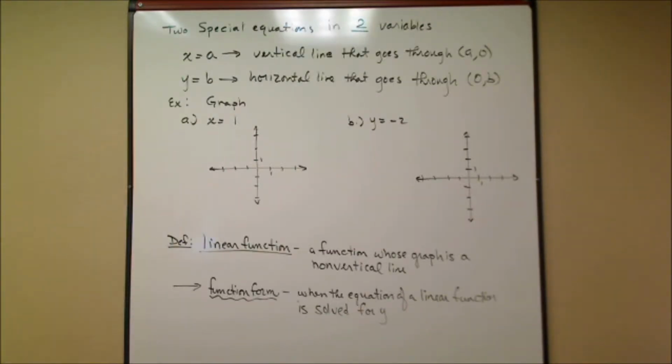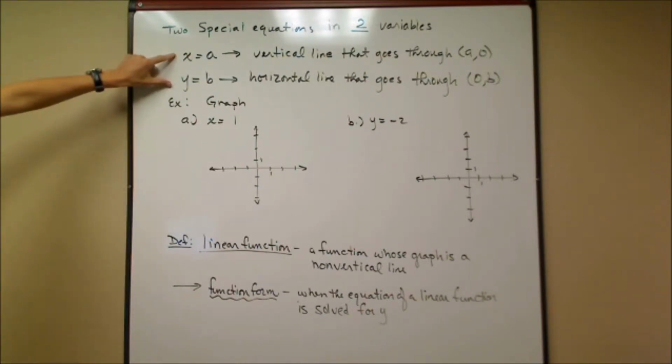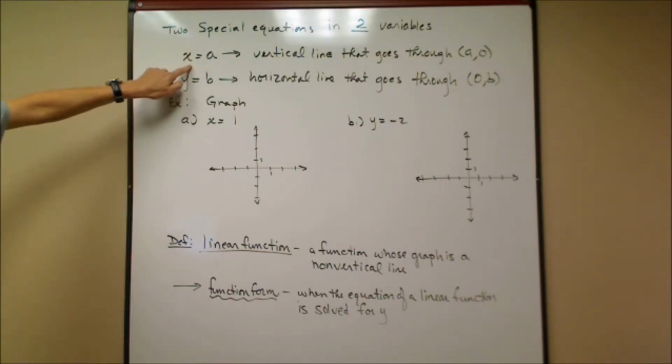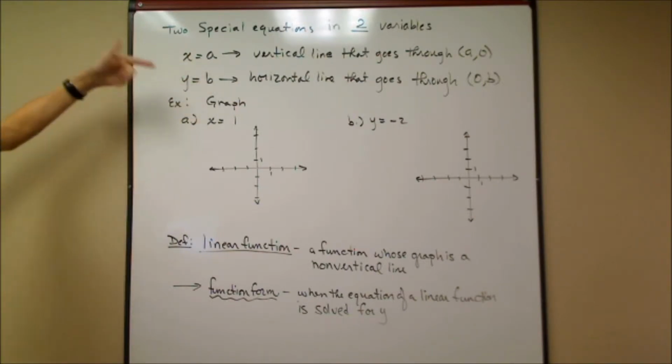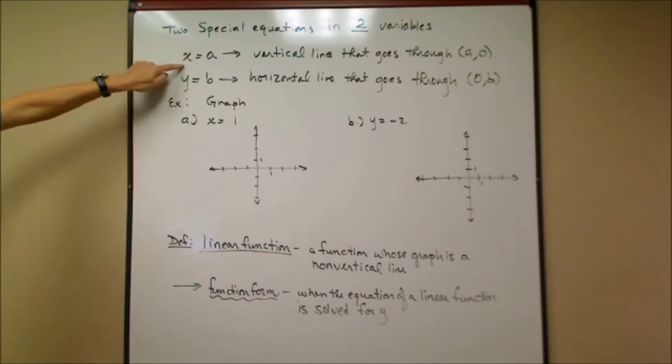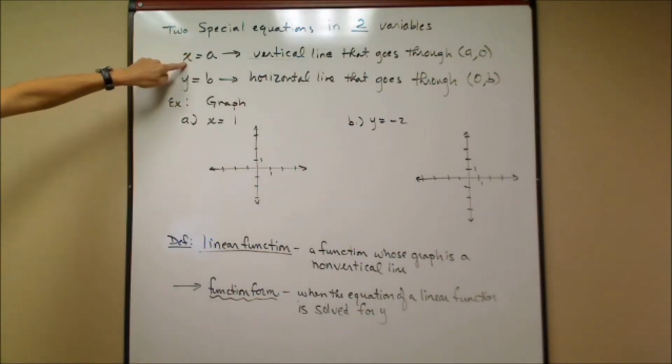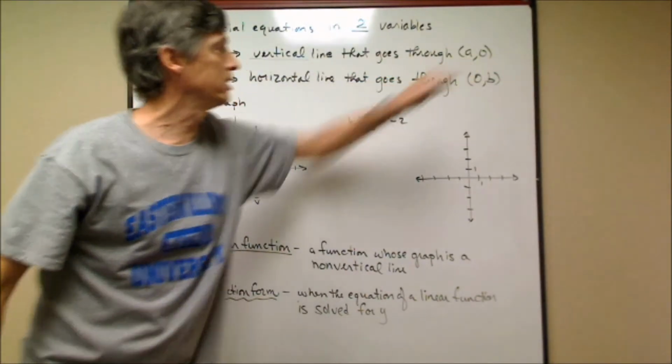Okay, there are 2 special equations. Now notice I wrote in 2 variables, but that's almost a contradiction because look at my equations here. You have the equation x equals a, where a is a number, x is your variable. That only has 1 variable. But technically, when we look at this type of an equation and we're dealing with 2 variables, it is also a special type of line. It's a vertical line. Now remember, vertical goes straight up and down. It's a vertical line that goes through a, 0.